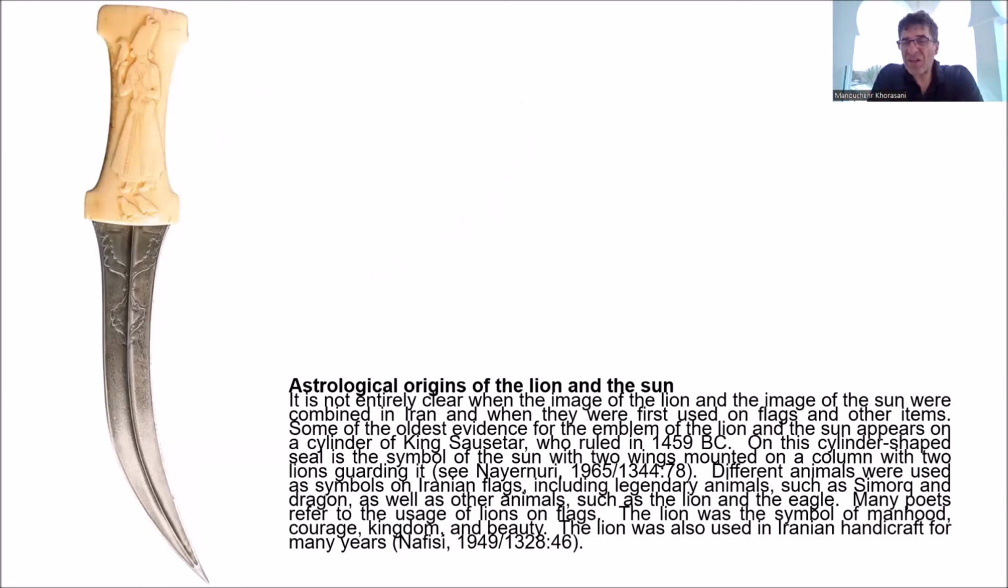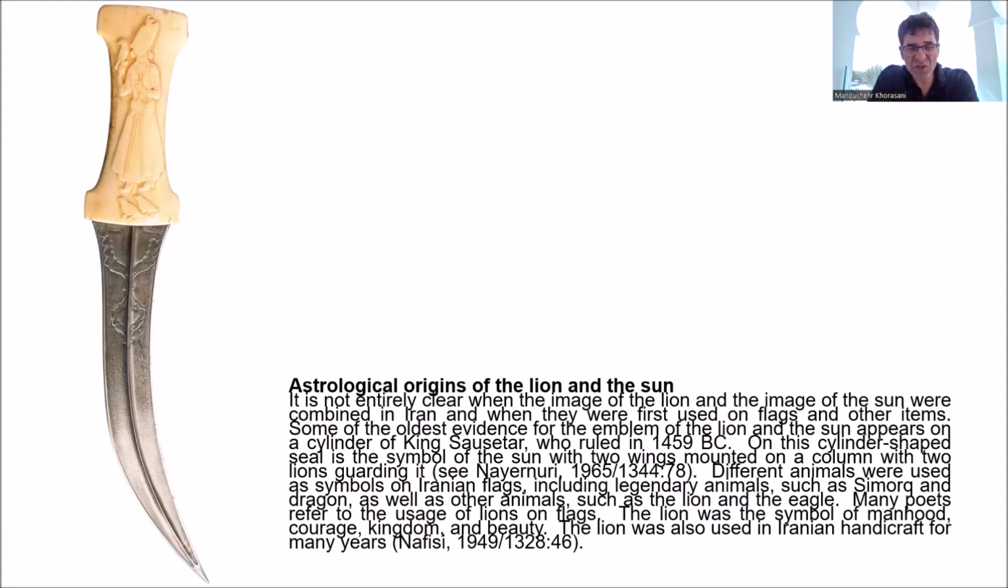It is not entirely clear when the image of the lion and the image of the sun were combined in Iran and when they were first used on flags and other items. Some of the oldest evidence for the emblem of the lion and the sun appears on a cylinder of King Sosetar, who ruled in 1459 BC. On the cylinder-shaped seal, there is a symbol of the sun with two wings mounted on a column with two lions guarding it.